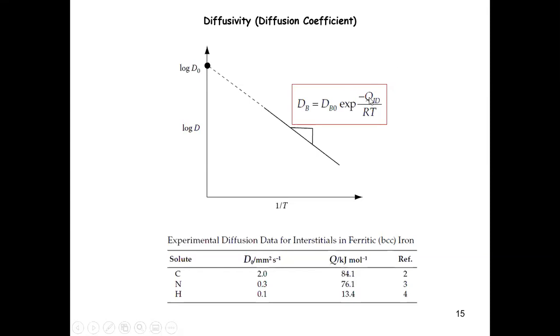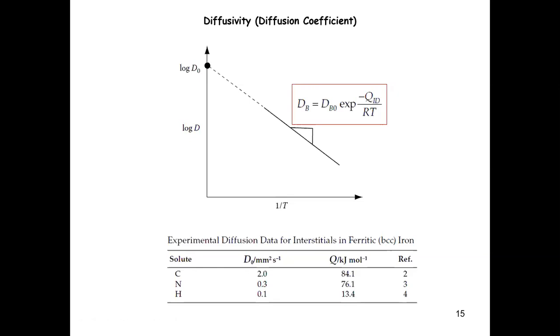Energy delta H, the difference between the two energies. So basically Q is the activation energy, right? This is the energy barrier that the atoms have to go over for the hopping to occur, right? Now, if you compare this and this, does that make sense?